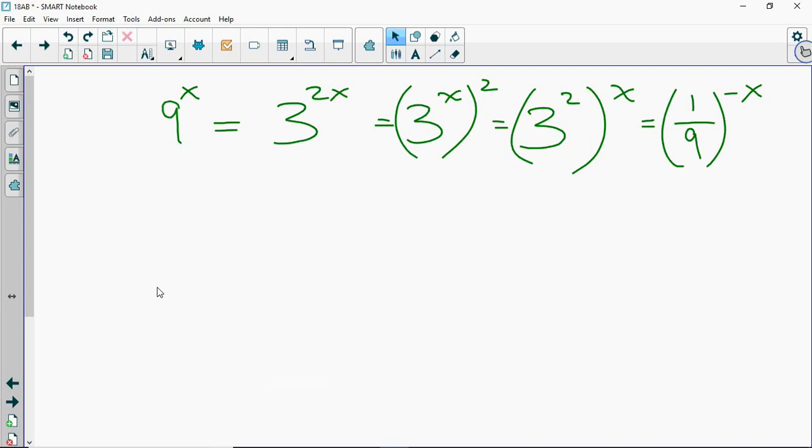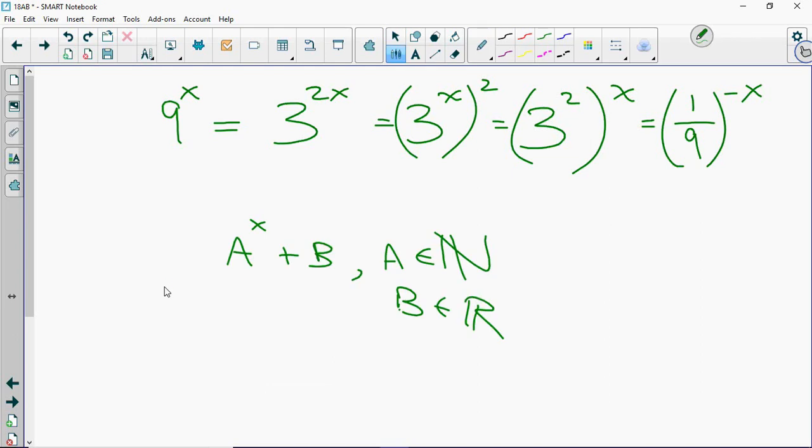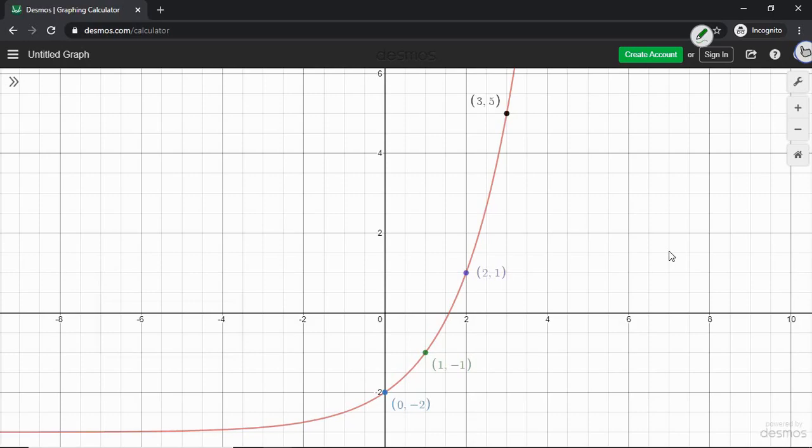They just kind of look different. So you might be prompted in the question, give your answer in the form of a to the x plus b, where, and it'll tell you what kind of number a and b are or something like that, for example. How about this one? So we've got a graph in this case.